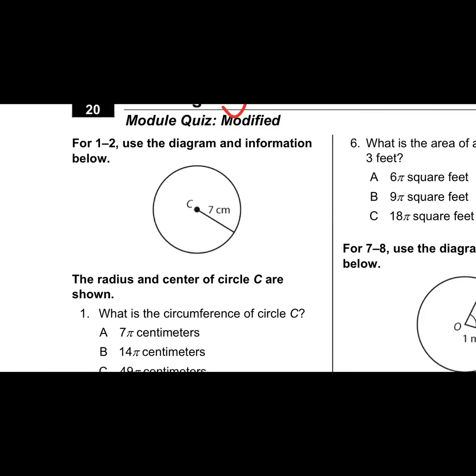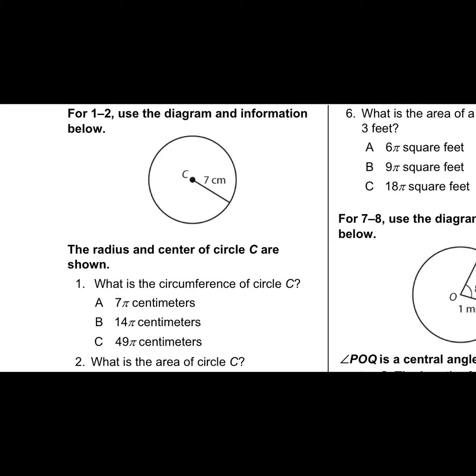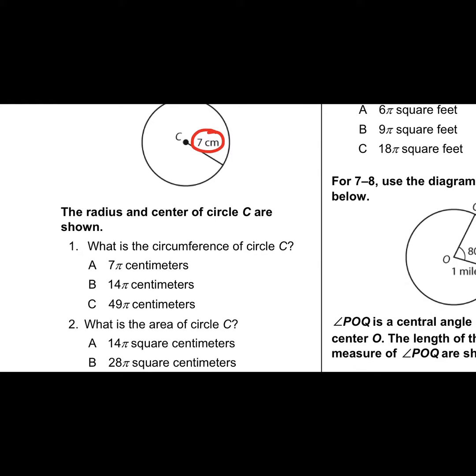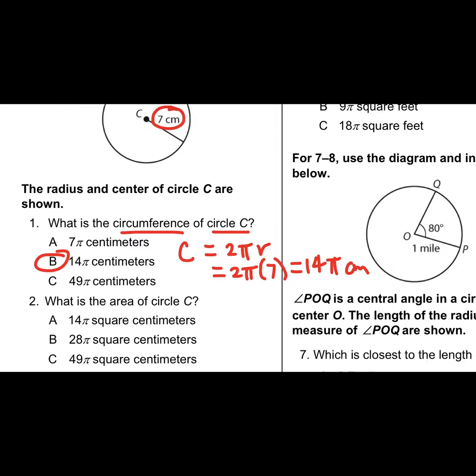Module 20 review number 1. Use the diagram and information below to find the answer for the radius and the center of the circle as shown. So we can see that here the center is C, and then the radius is 7 centimeters. Number 1, what is the circumference of circle C? We know that the formula for finding the circumference is 2 pi r. So substitute the radius in, which is 7, we will have 14 pi centimeters, and that is the answer, B.